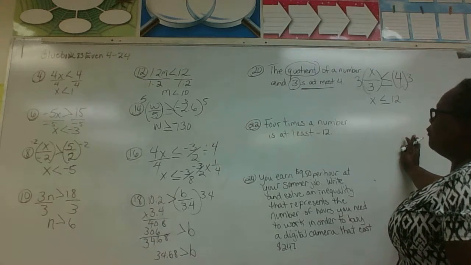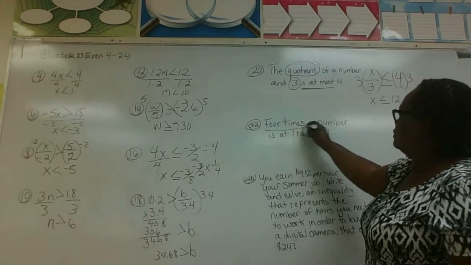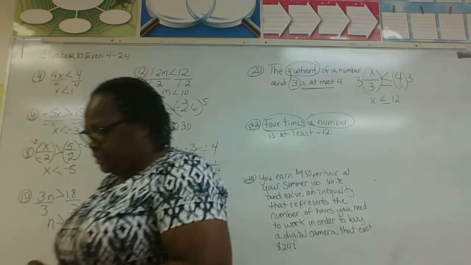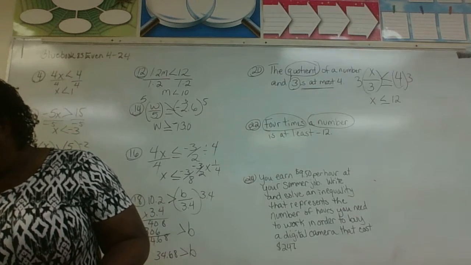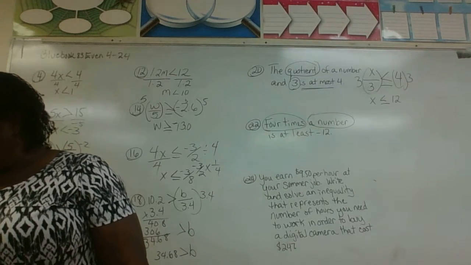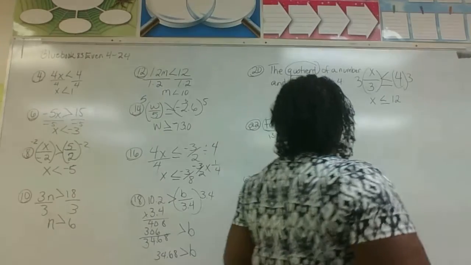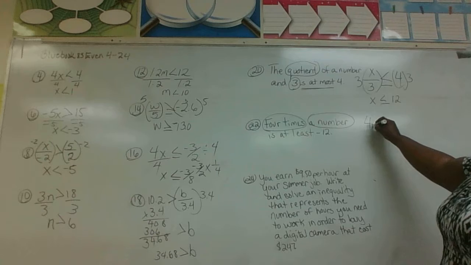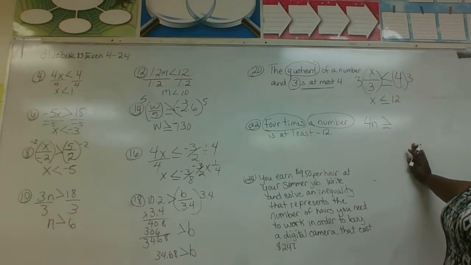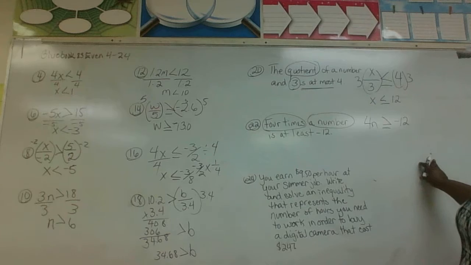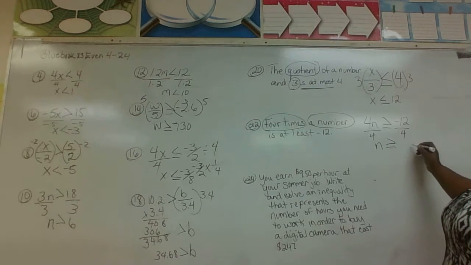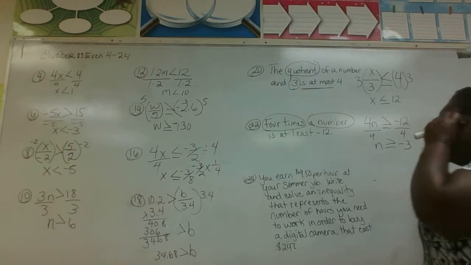Let's look at number 22. 4 times a number, okay? 4 times a number, all right, is at least. Let's go back to our page 314 and see what at least means, okay? We want to be sure we understand that. At least, okay? And therefore, we recognize that it is greater than or equal to, all right? So 4 times a number n is at least -12. And so then we go from there. We will isolate n by dividing both sides by 4, and n is greater than or equal to -3, okay? And that will be number 22, all right?